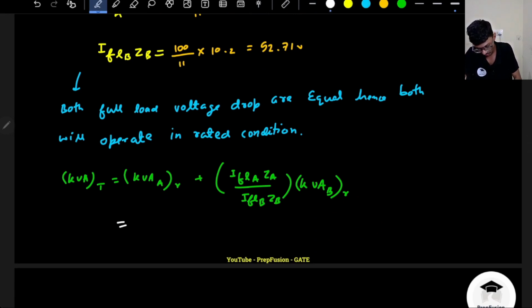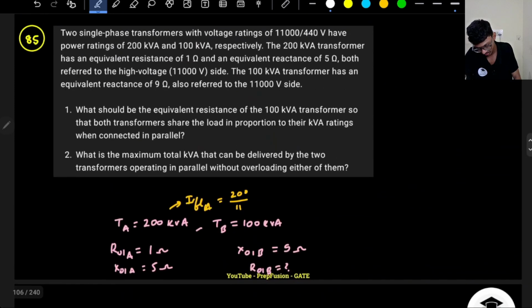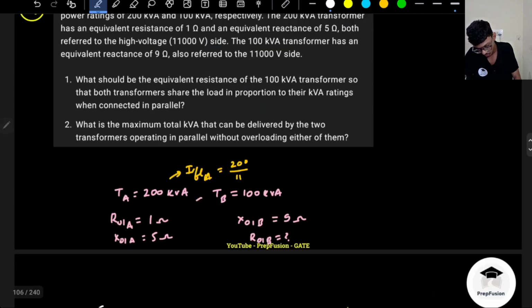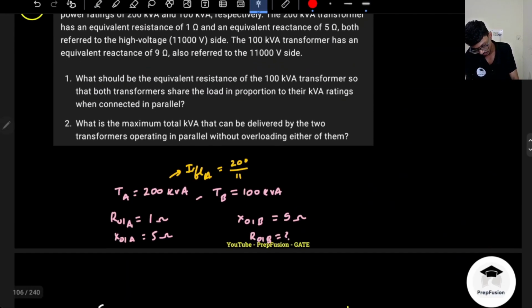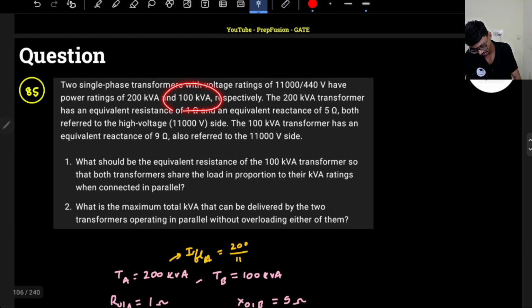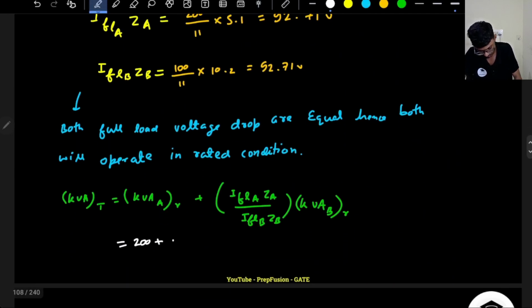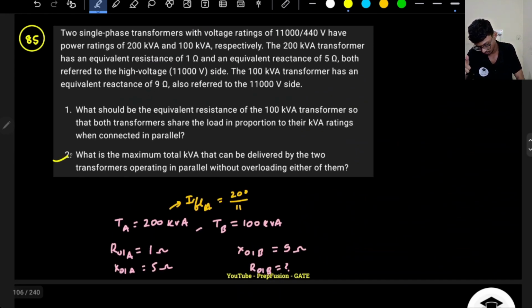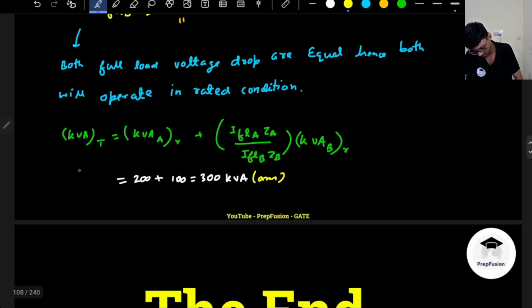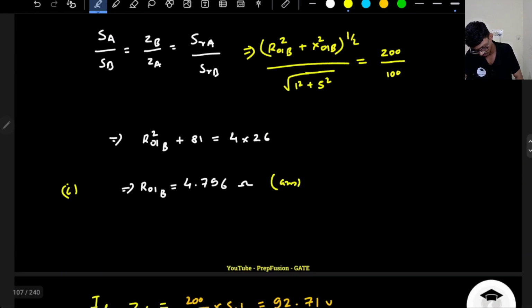The rated kVA of transformer A is 200 kVA. So this will be 200 kVA plus the kVBR. kVBR is 100 kVA. So this will be 300 kVA. This will be the answer of the question. So 300 kVA will be the answer for question 2, and this was the answer for question 1.